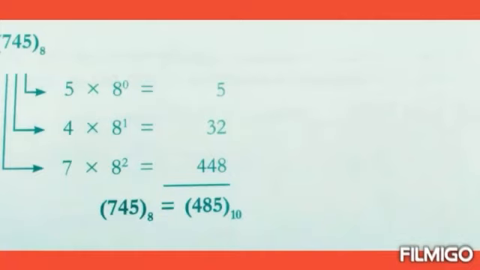When we solve these numbers, 8 has power 0, it becomes 1 and 5 remains the same. And in the second number, 8 has power 1, 8 to the power 1 is 8, and it multiplied by 4 becomes 32. And in the last number, 8 has power 2, 8 times 8 is 64, multiplied by 7 it becomes 448. And now add these numbers. It comes to 485. That's why 745 octal number is equivalent to 485 decimal number.